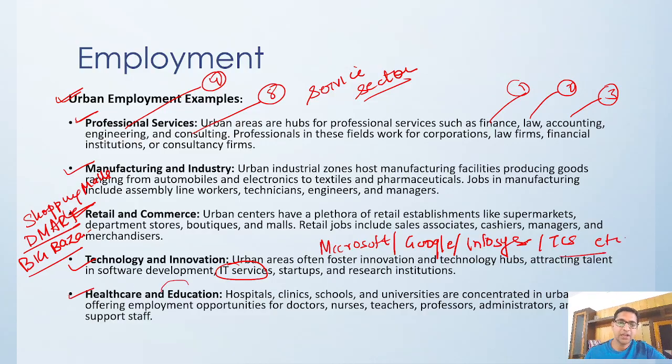You have a lot of educational institutes. You have very big hospitals. You have a lot of big clinics. Very big universities are there. They're employing a lot of people, in the form of doctors, nurses, healthcare staff, professors, administrators. These are all coming under the urban employment services example that they are giving, right?